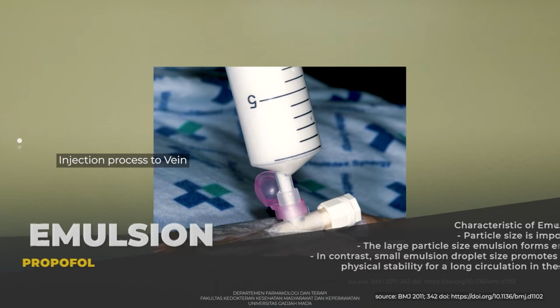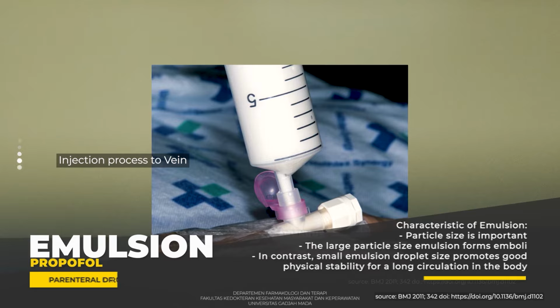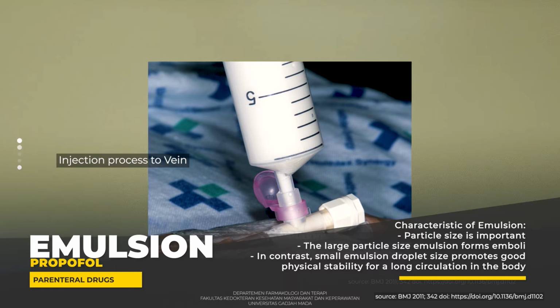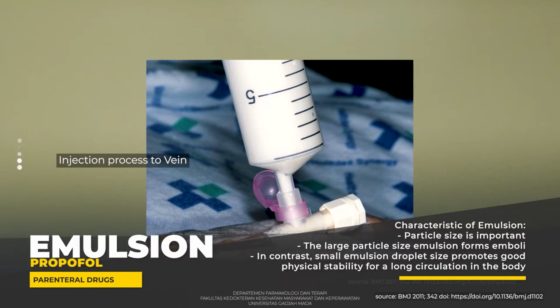In parenteral emulsions, the particle size is an important consideration. Large particle size emulsions are clinically unacceptable due to the formation of emboli. In contrast, small emulsion droplet size promotes good physical stability for a long circulation in the body.